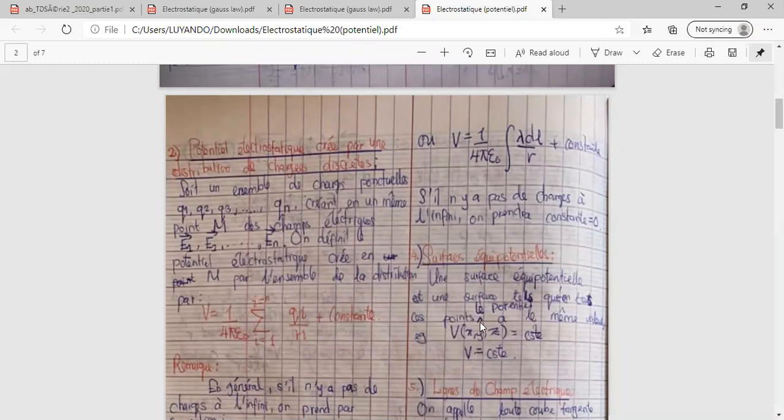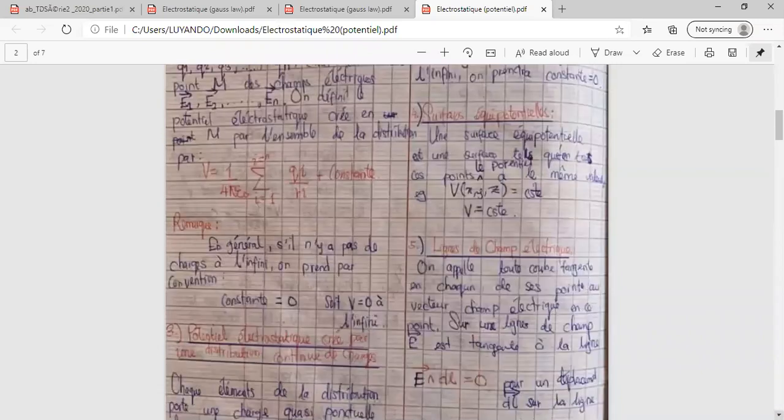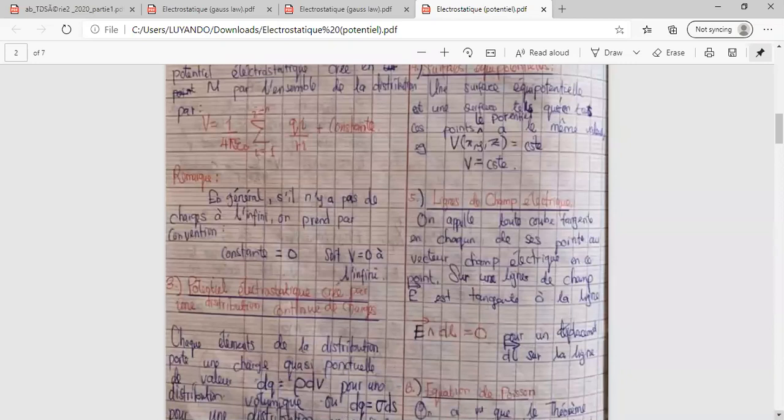So we have V at the point x, y, z equal to a constant V. Potential is equal to a constant. Then we have the electric field lines. The electric field is equal to 0 on a surface that is equipotential. A field line is any curve tangent at each of its points to the electric field vector. On a field line, E is tangent to the line, so the cross product of E and dl is equal to 0 for a displacement dl along the line.